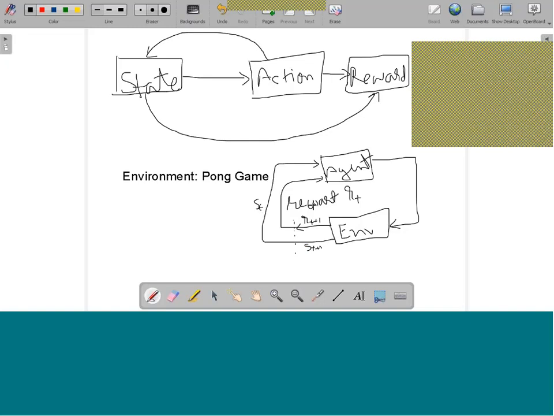So the agent will take two things, state and reward, and the agent will do an action on the environment. Here I am writing the action. What is the parameter that affects the environment? The action. What will the environment give you? The reward and the next state.